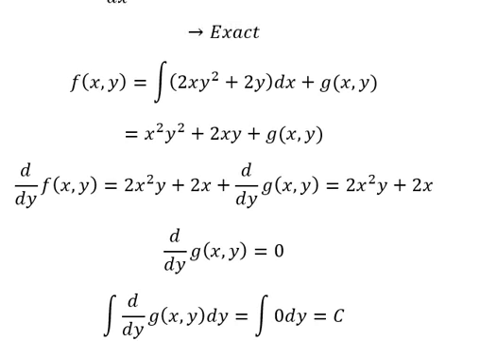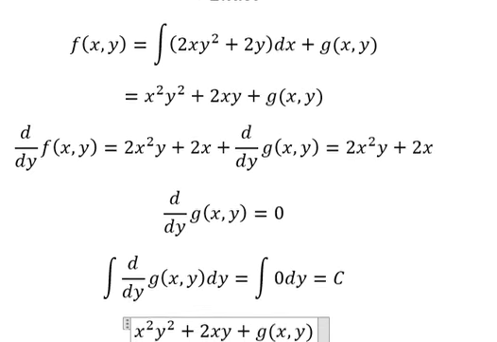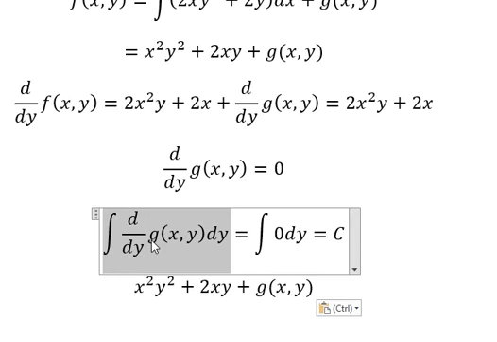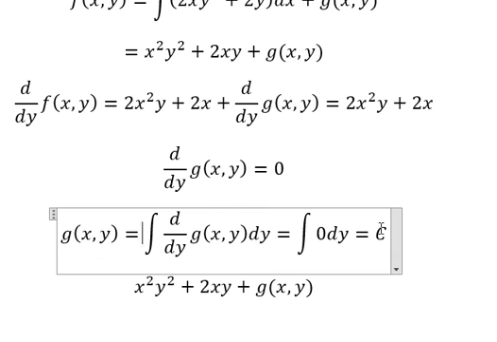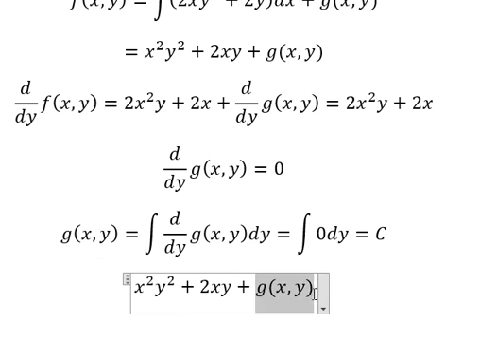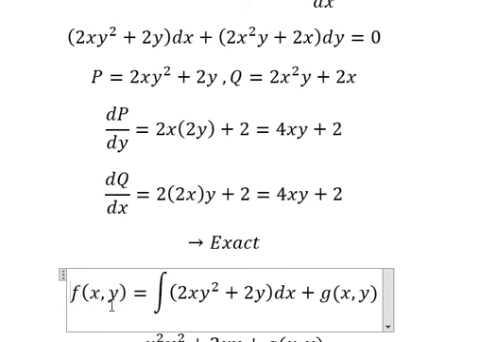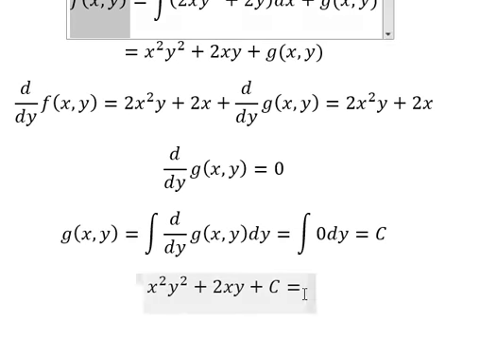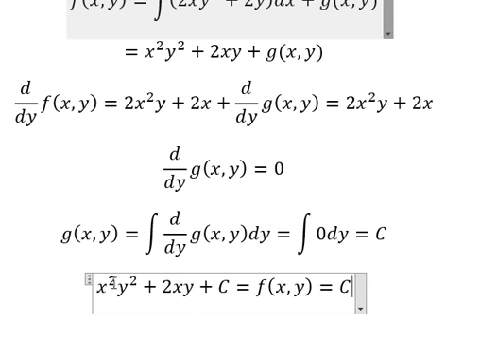Now we go back in here. So the integration of this one, we have 3xy. 3xy equals to c. So I will put c in here. And we know that this one equals to this one. And f(x,y) equals to c. And now we have the final answer.